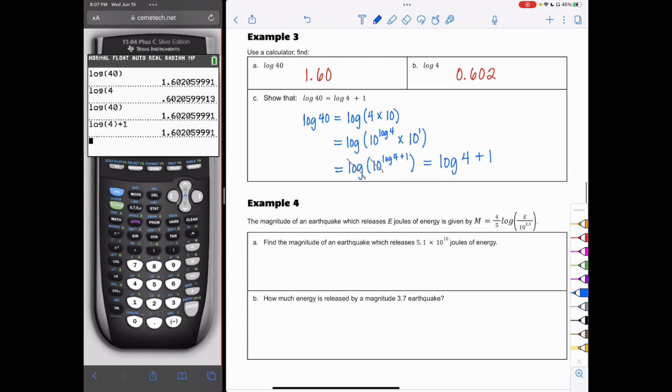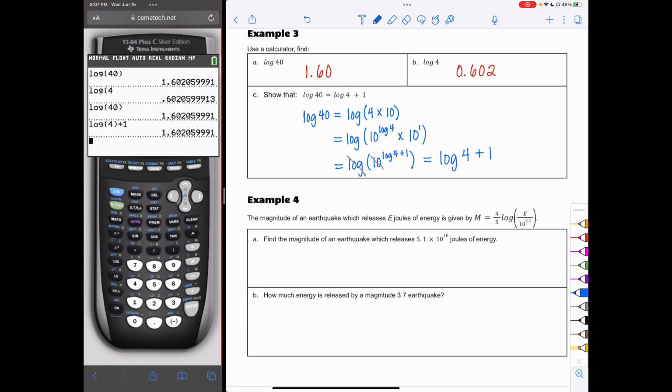So now for my last example, example number 4, it says that the magnitude of an earthquake, which releases E joules of energy, is given by the equation M is equal to 4/5 times the log of E divided by 10 to the power of 2.3. So part A, it says find the magnitude of an earthquake, which releases 5.1 times 10 to the power of 10 joules of energy. So they told us that the magnitude is M and the energy that is released is going to be E joules of energy.